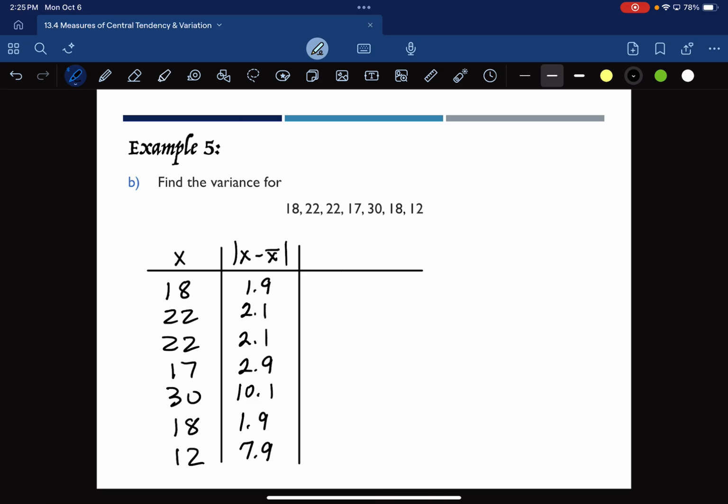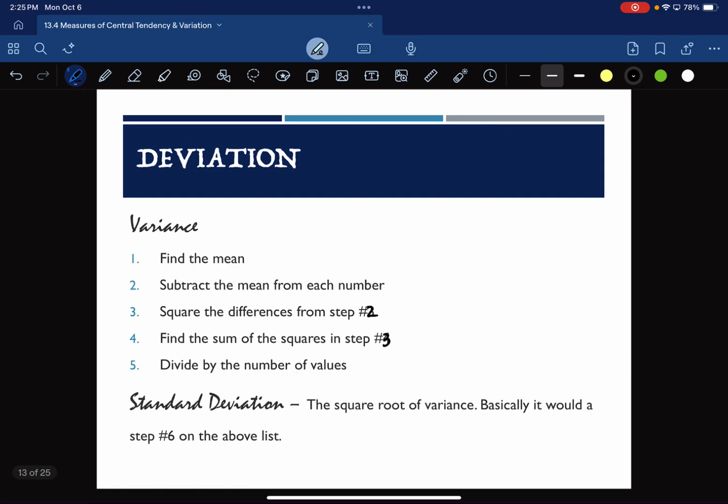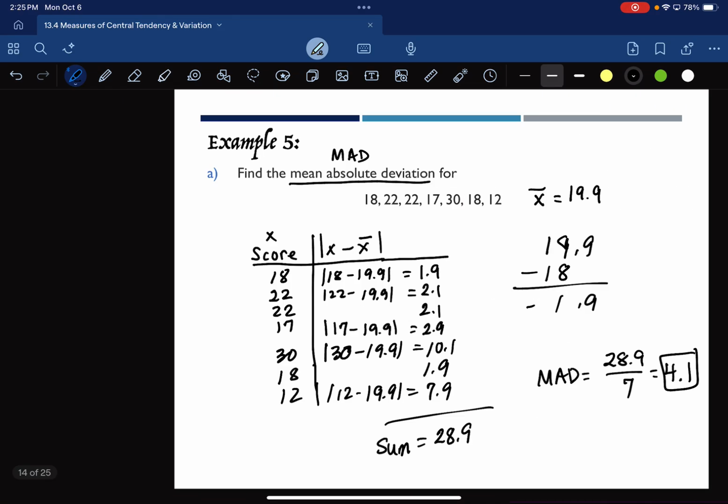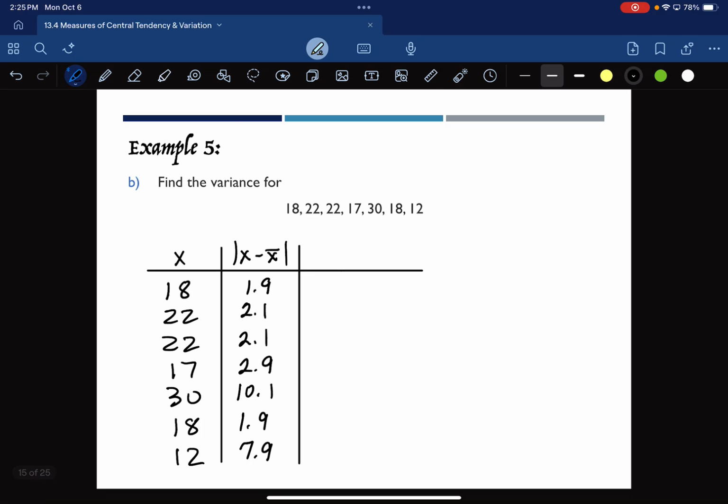So if we're taking a look, I promise I'm going to come back to this slide, but the list of things we've done, we've got the mean, we've subtracted the mean, we're on step 3, which is to square the differences. That's our next step. Let me go back to where you guys were. So we're going to take each of those values and we're going to square them.